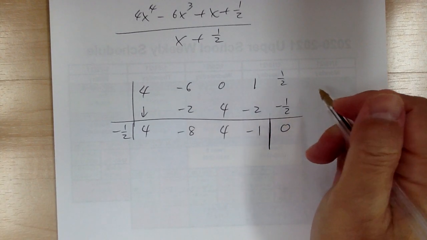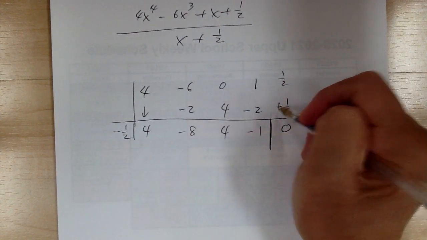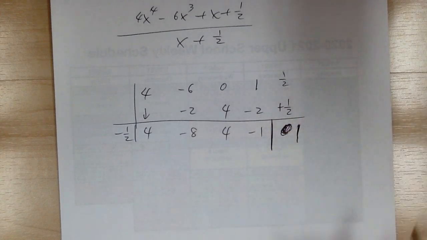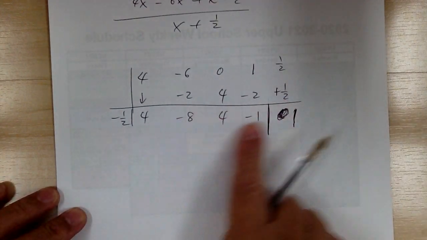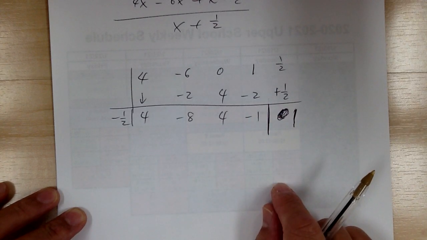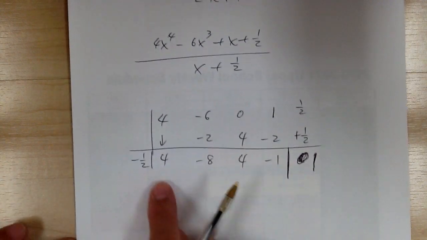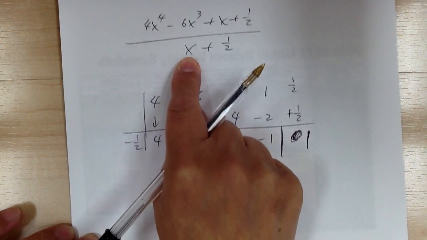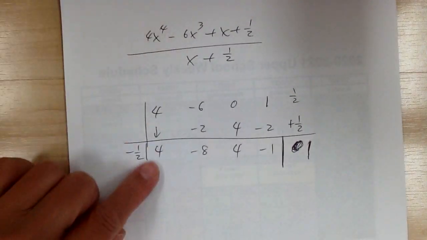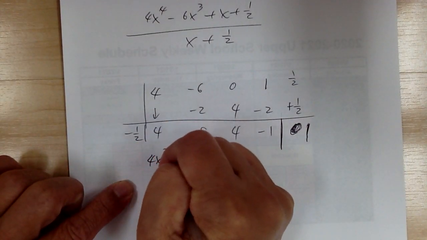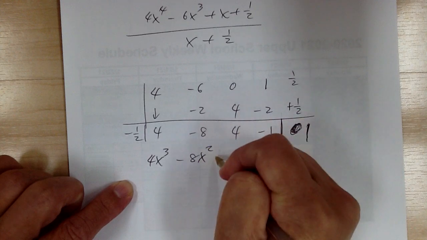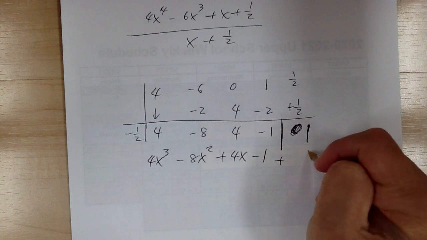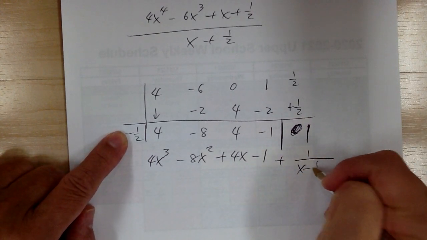Let me double check. Positive, so this would be a 1. Okay, there you go. So be careful, it's very easy to make mistakes. How do you know what this means? Notice x to the 4 divided by x will give you x to the 3. So this will be 4x to the 3 minus 8x squared plus 4x minus 1, and the remainder will be plus 1 over x minus 1/2.